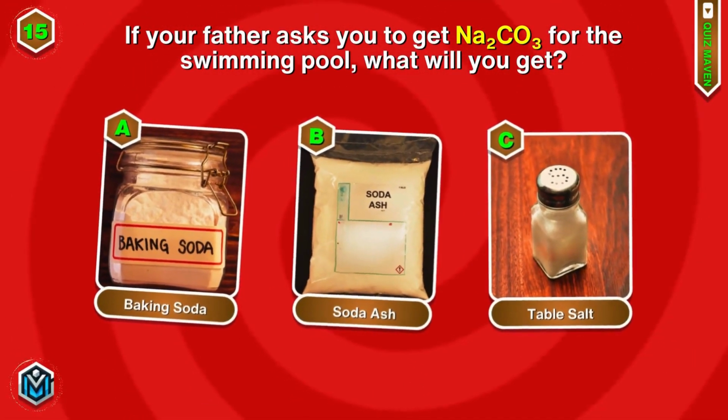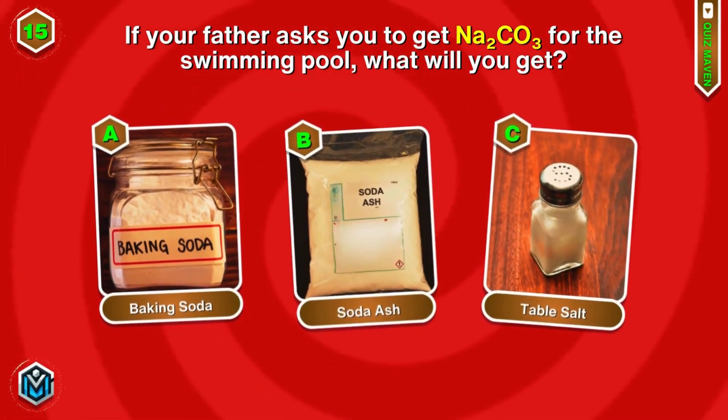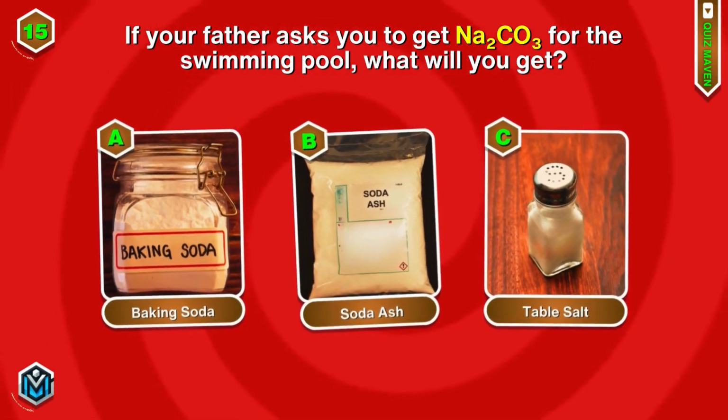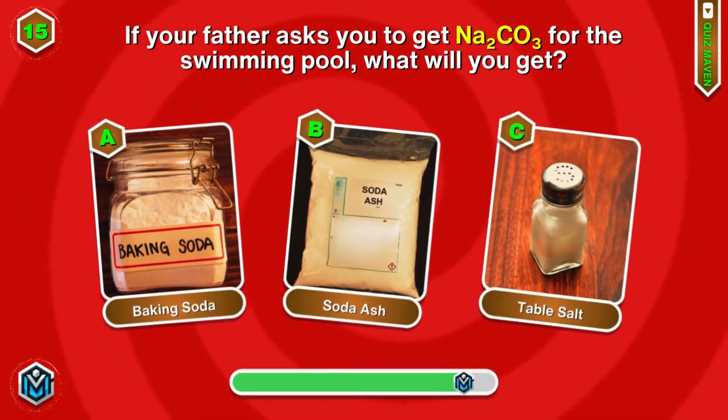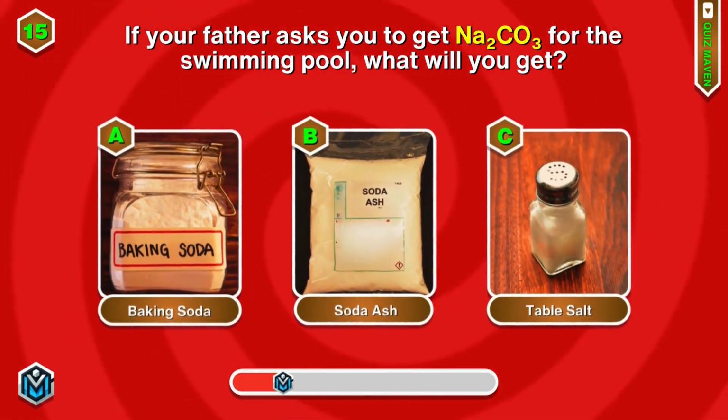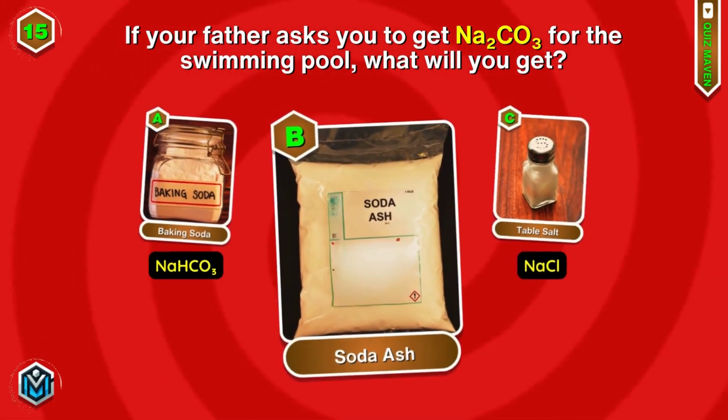If your father asks you to get Na2CO3 for the swimming pool, what will you get? Baking soda, soda ash, or table salt? Soda ash.